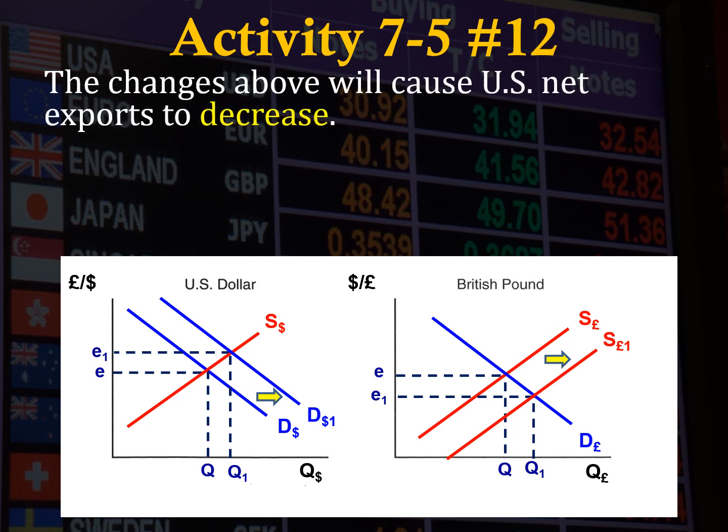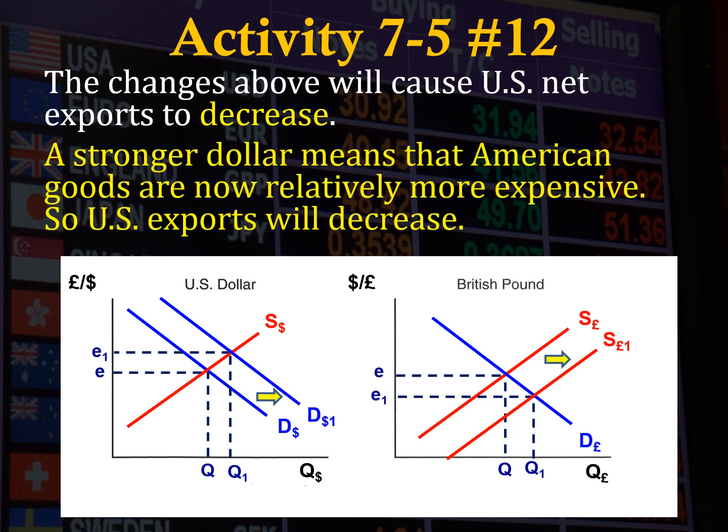Number 12, the changes above will cause the U.S. net exports to decrease. Why? Because now that the dollar is stronger, American goods are now relatively more expensive to foreigners. So that's going to lessen their desire to buy American goods. As a result, U.S. exports will decrease.